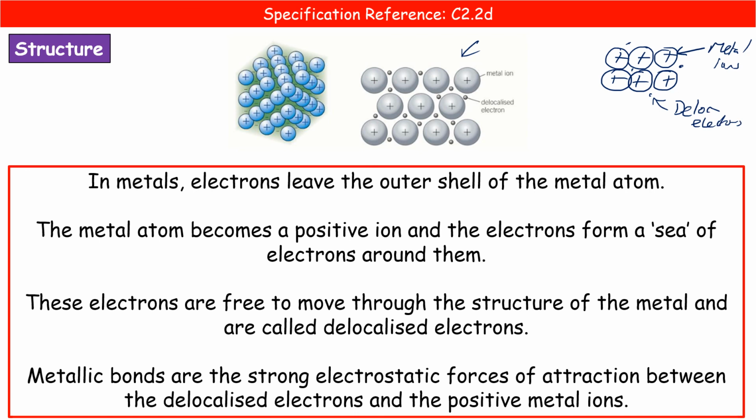So if it's a 3-mark question, you've got 2 just from labelling delocalized electrons, metal ions, at least 6 positive metal ions in your structure. And the last mark is for saying that the metallic bond is the strong electrostatic force of attraction between the delocalized electrons and the positive metal ions. You could do it in writing, but I think the diagram and that last sentence is the best way forward.